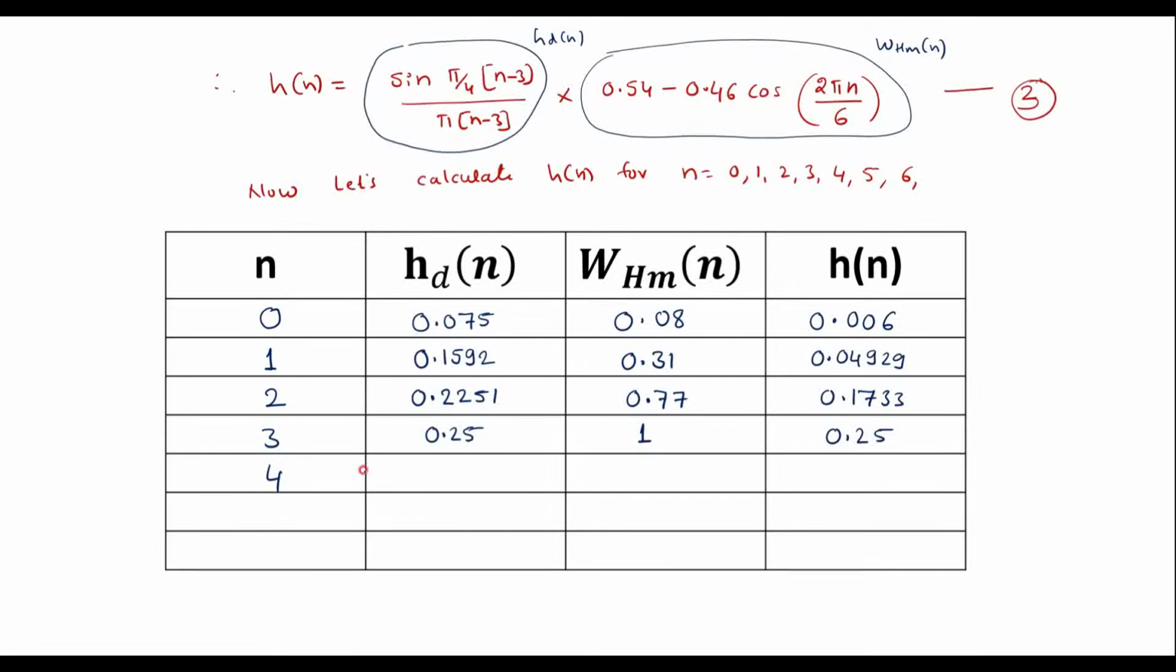Similarly, for n equal to 4, we'll get 0.2251. Here we'll get 0.77. Multiplying these two we will get 0.1733. Similarly, for n equal to 5, we'll get 0.1592. Here we'll get 0.31. Multiplying these two, 0.04929. And finally, the last value, for n equal to 6, we'll get 0.075, 0.08, 0.006.